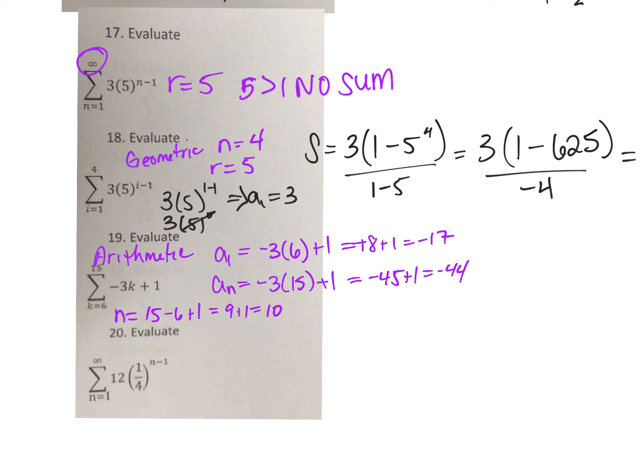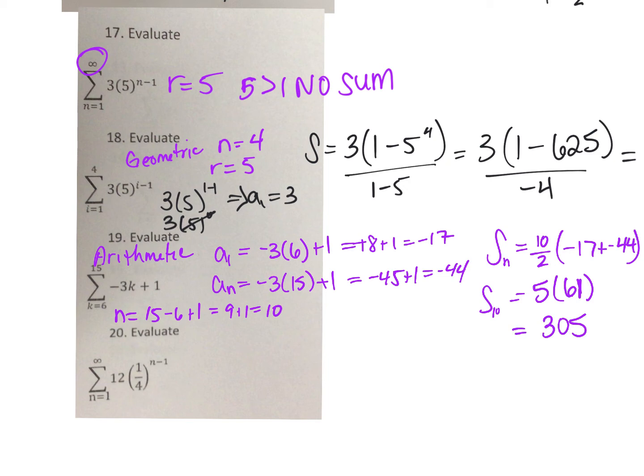And then I use my formula, n over 2 times a1 plus an: 10 over 2 times negative 17 plus negative 44. That's 5. This is actually S of 10 terms. Negative 17 plus negative 44 is negative 61. And 5 times 60 is 300, so 305. And because that's a negative 61, it's negative 305. So really be careful about your negative signs.